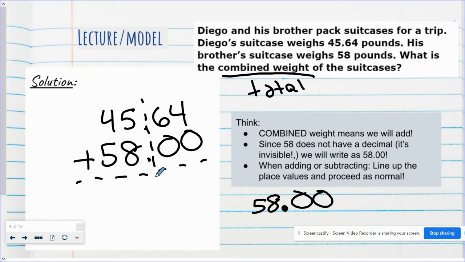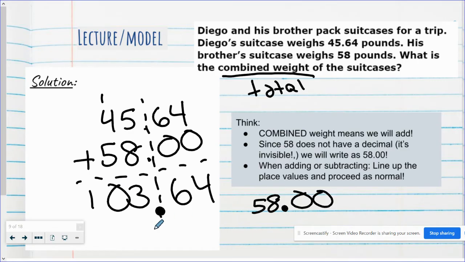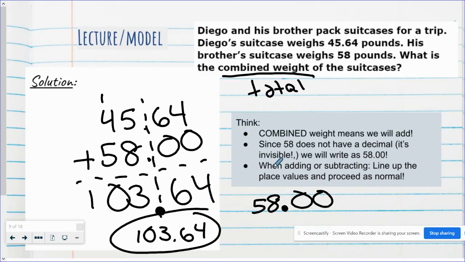All right, our decimal points are in a nice line. I'm going to make mine for the sum. 4 and 0 is 4. 6 and 0 is 6. 5 and 8 is 13. 1 and 4 is 5, plus 5 is 10. So the combined weight of the suitcases is 103 and 64 hundredths.